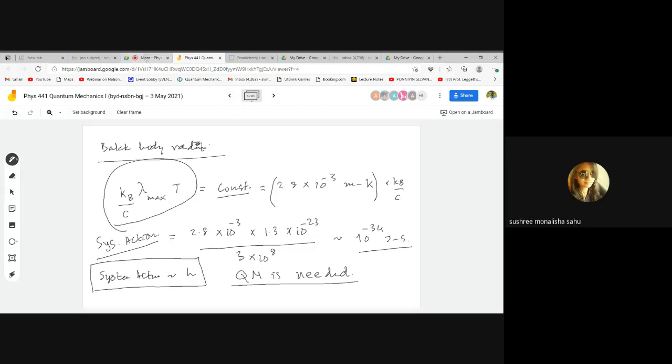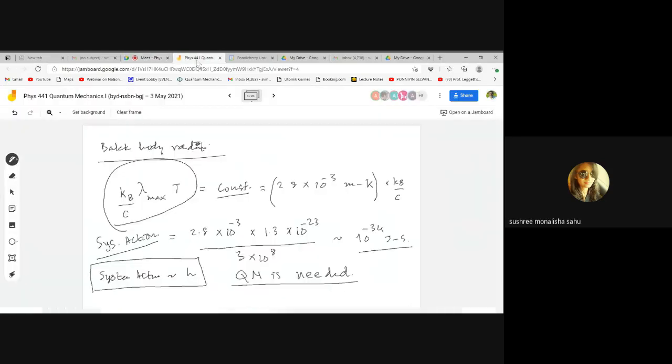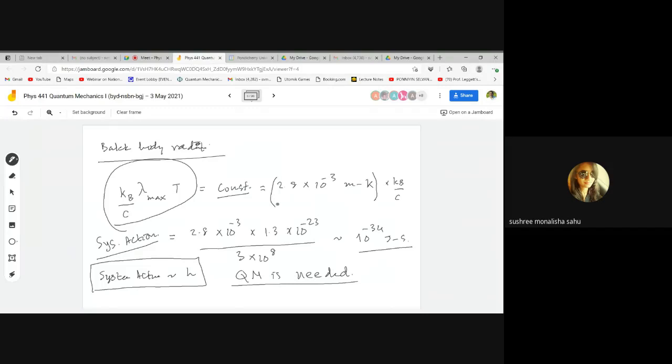Sir, that h cross upon 2, is it experimentally proved, or are we deriving it from the postulates of quantum mechanics? As in the third postulate of quantum mechanics, we define delta x there, and then we find delta px, and then we define that it is greater than or equal to h cross upon 2. So my question is, is it derivable, or is it experimentally shown that this h cross upon 2 is what happens?